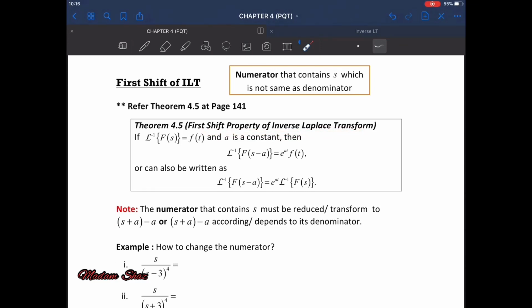So the hint for the first shift of inverse Laplace transform is whereby you have the numerator that contains s, which is not the same as the denominator. So now I will explain how to change the numerator that contains s in order to make it become the same thing as the denominator.